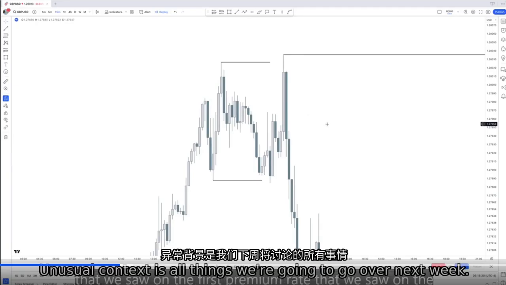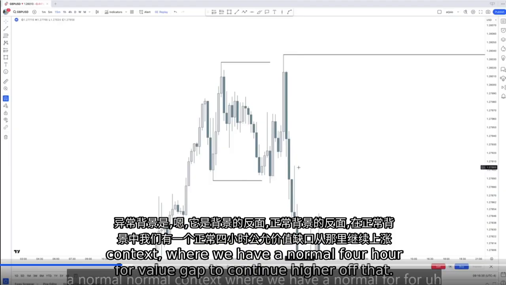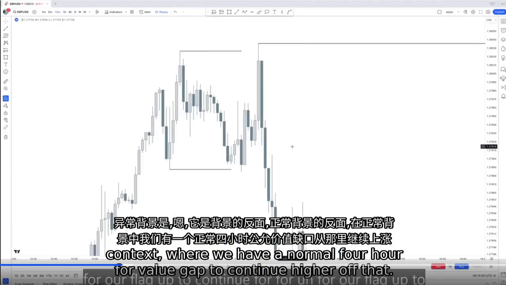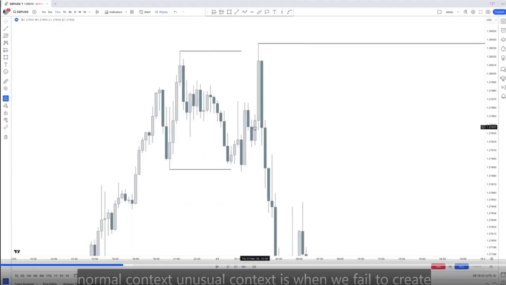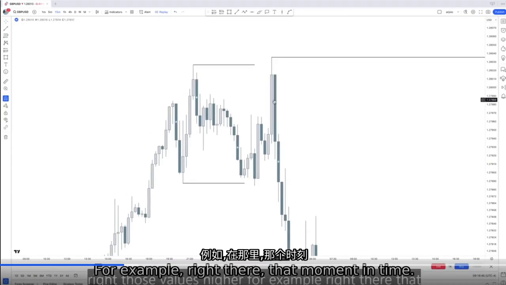Unusual context is all things we're going to go over next week. And unusual context is the opposite of normal context, where we have a normal 4-hour value gap to continue higher off that. That creates normal context. Unusual context is when we fail to create those value gaps higher. For example, right there, that moment in time.